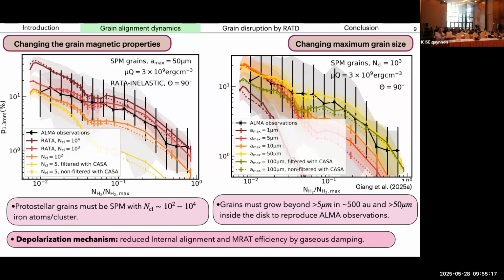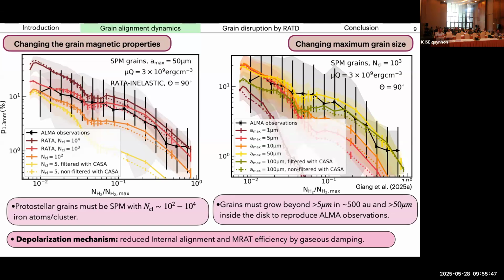Next, we also change the maximum grain size to see what happens when we take into account the effect of internal and external alignments. We see that in general, the polarization fraction increases with Amax because of the extension of the alignment size range. And we found that in order to explain the ALMA observation, the grain must grow beyond 5 micrometer inside the inner envelopes and 15 micrometer inside the disk.